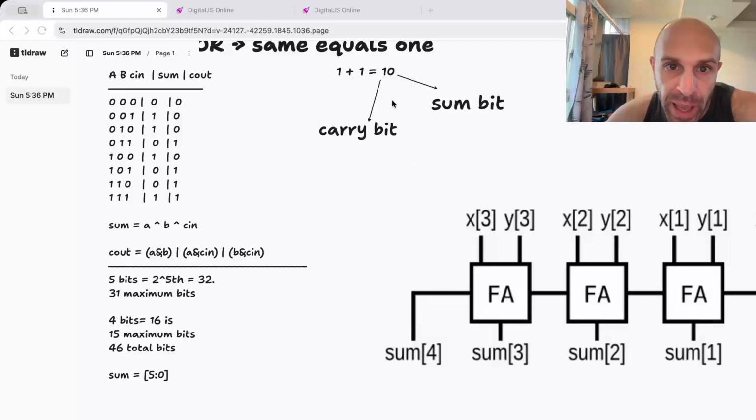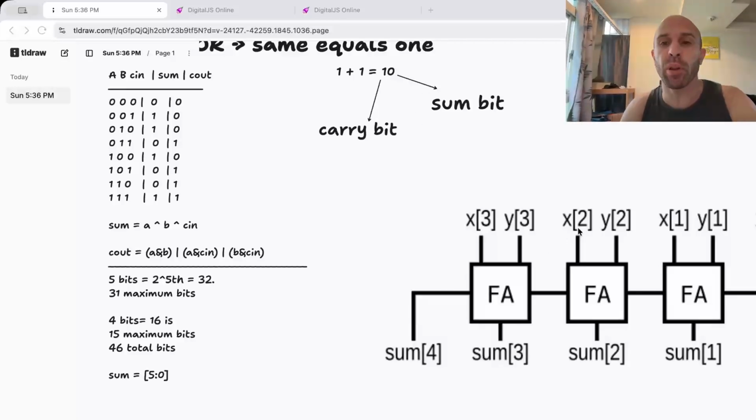There's our two inputs, A and B, which are going to be these inputs here, X and Y. There's our carry in. The carry in is what's going into the adder. The carry out is what's coming out. There's the sum here.